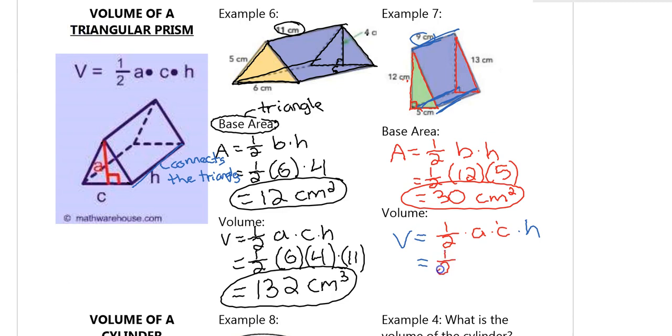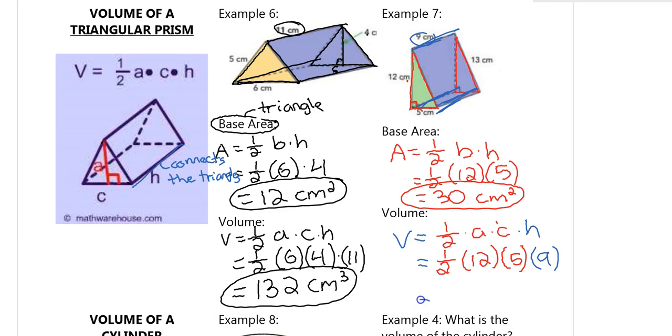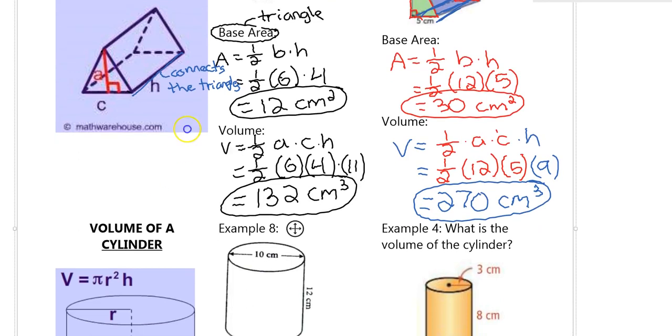so it's just like what we did, 1/2 and 12 and 5 come from your triangle. And then your height is 9. That's what connects that. 1/2 times 12 times 5 times 9. And we get 270. Still in centimeters, but now since it's volume, it's cubes. All right, so that's triangular prisms.